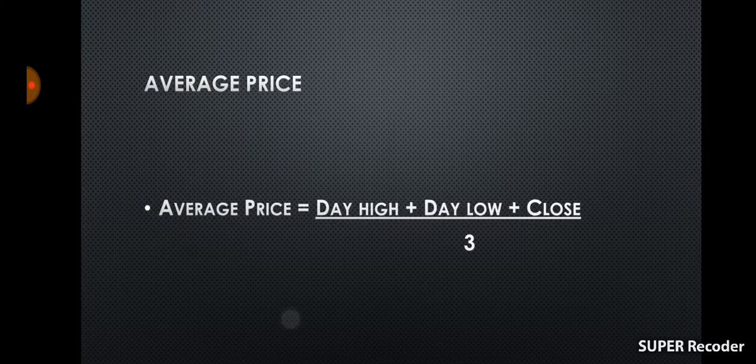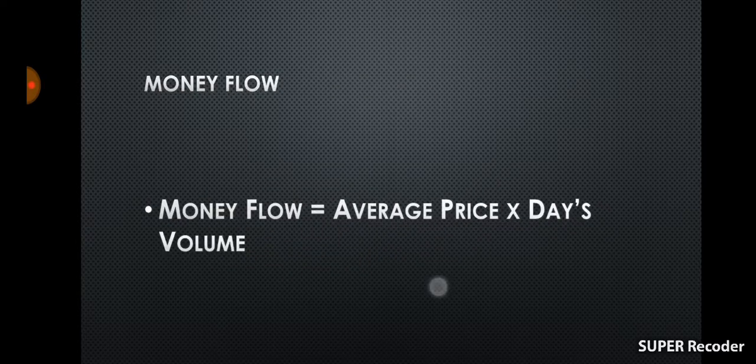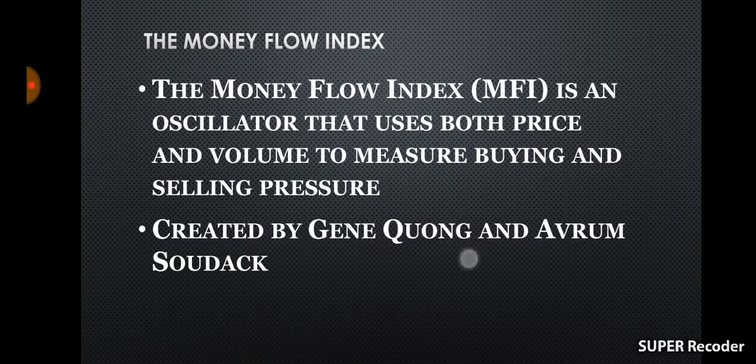Likewise, as with RSI, a stock is considered overbought in the 70 to 80 range and oversold in the 20 to 30 range. Okay, and here you can see an example of the money flow index.